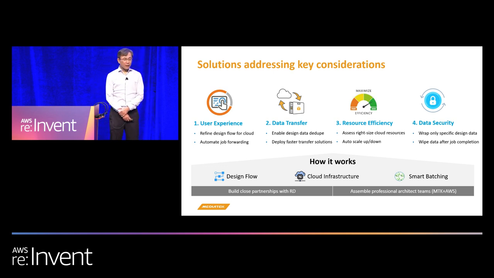So the three key technology building blocks is related to two critical factors. The critical factor one is building close relationship with R&D that will relate to design flow. And assemble professional architectural team from MediaTek and AWS will contribute to cloud infrastructure design and smart batching. For all of these technologies, you need AWS help and jointly co-work together to come out a better result.